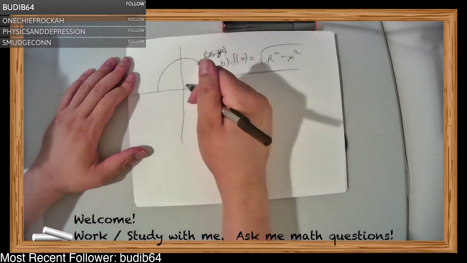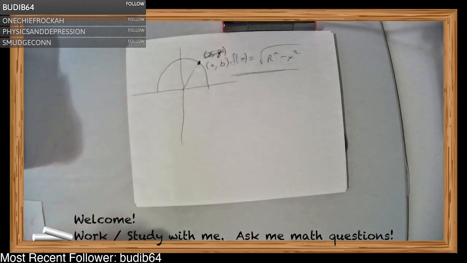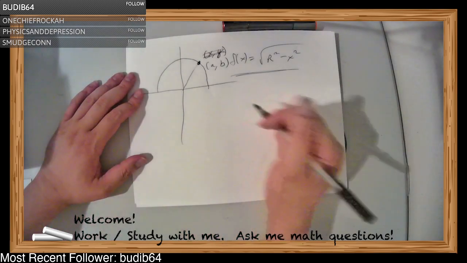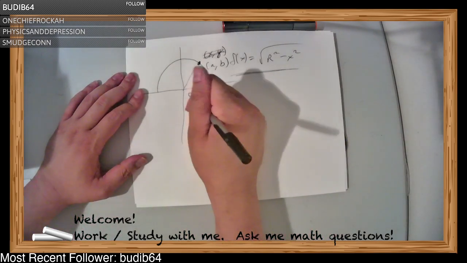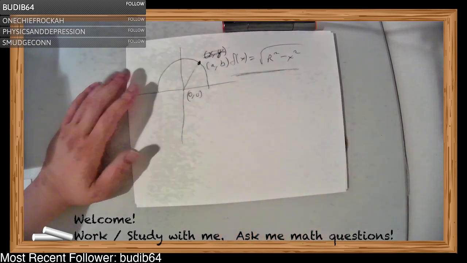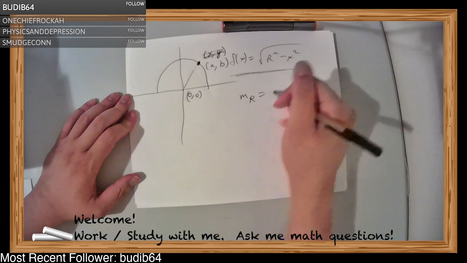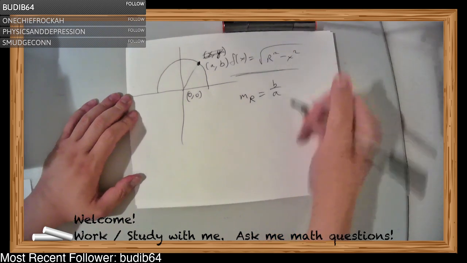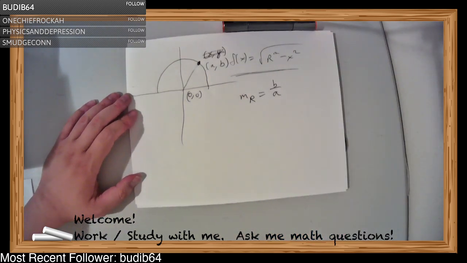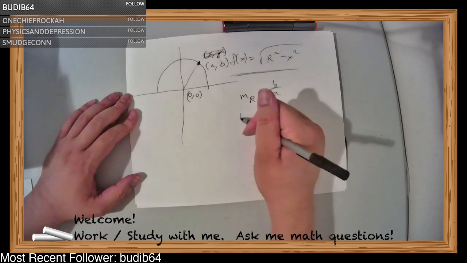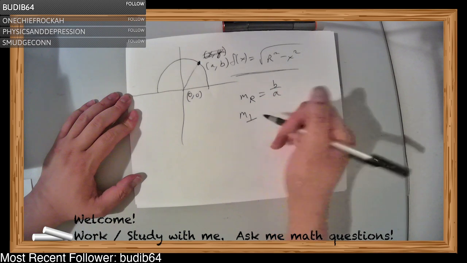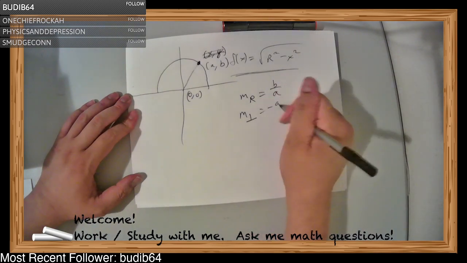What is the slope of the radius to that point? The slope of the radius to the point is not hard to find because the circle, as I've drawn it, is centered at 0, 0. So the slope of the radius is equal to b over a. And that means the perpendicular slope is equal to negative a over b.